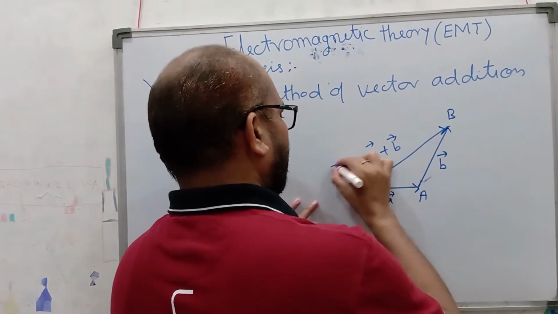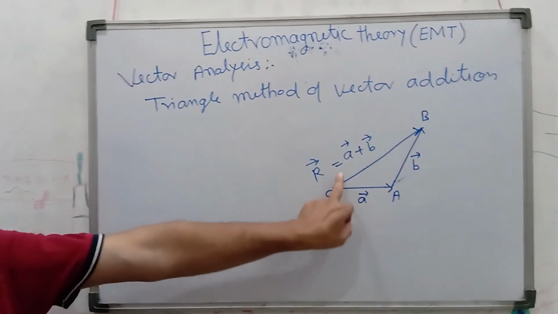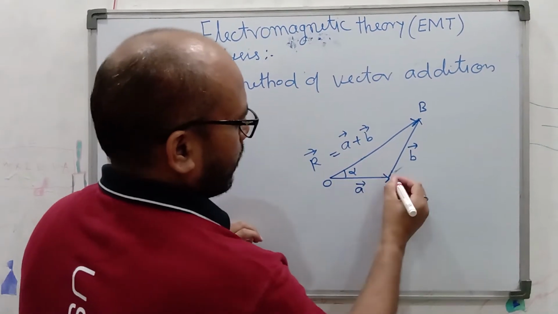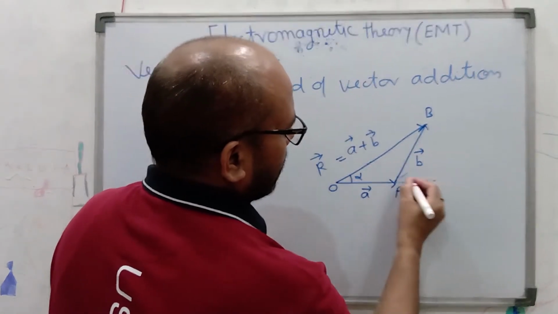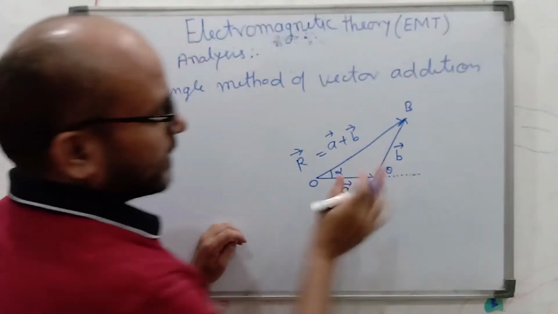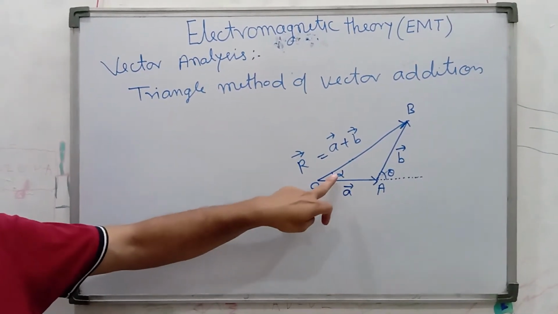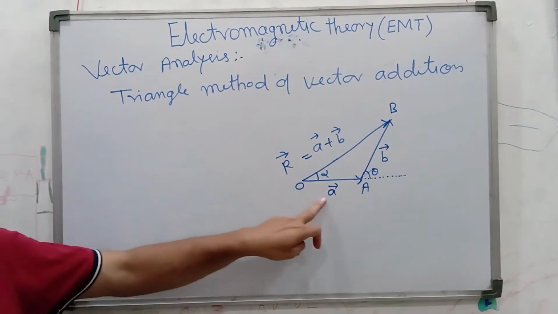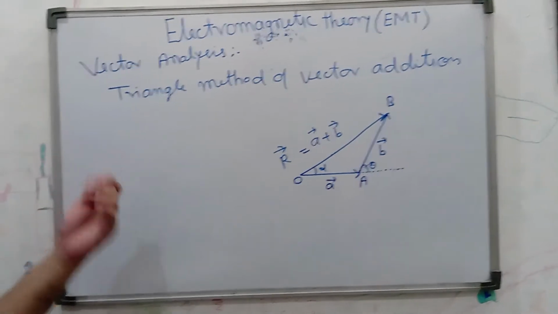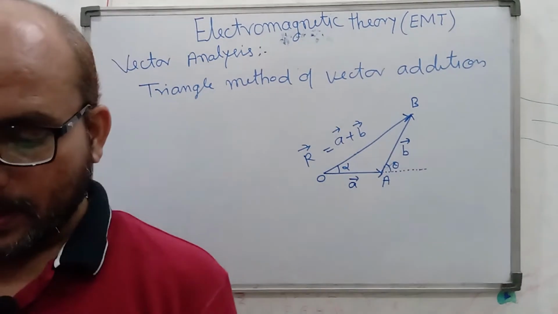resultant vector. Now simply, the magnitude of the resultant vector is R and the direction is this alpha. Suppose here angle theta. So theta is the angle between vector A and vector B, and alpha is the direction or angle of the resultant vector with respect to vector A. So you can derive the triangle method of vector addition with simple vector algebra.